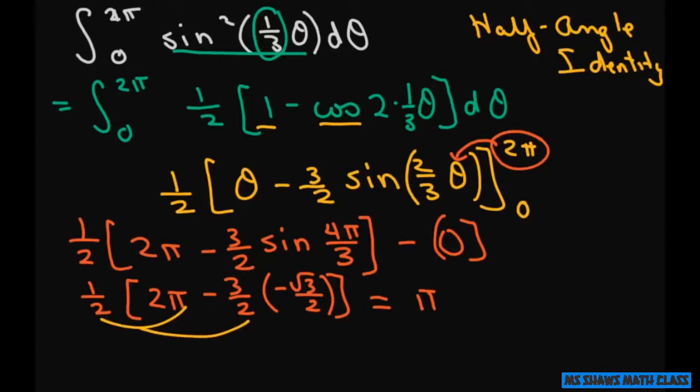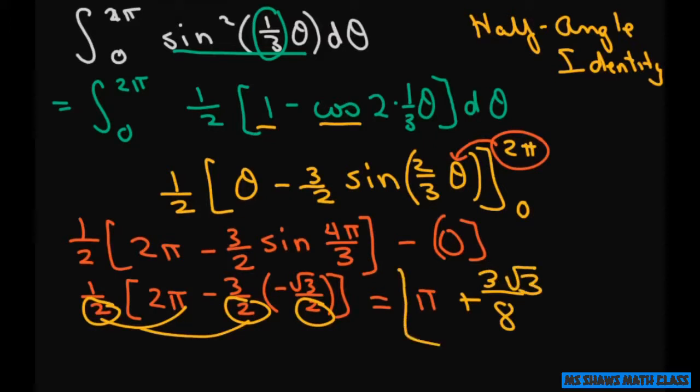Minus, so there's 2 negatives here, so let's put plus. And this is going to be 8. So 2 times 2 times 2 is 8. Then you have 3 square root of 3. And that's your final answer.